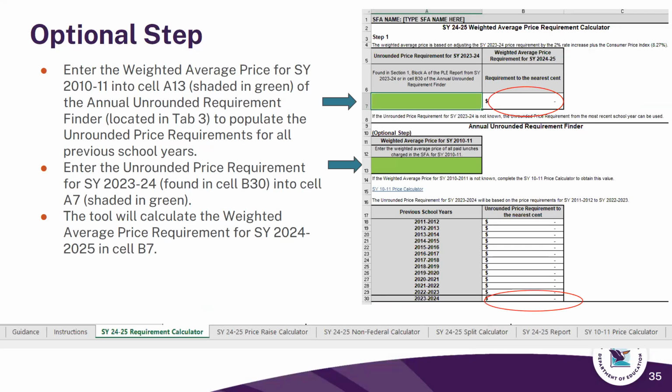Optional step, enter the weighted average price for school year 10-11 into cell I3 shaded in green of the annual unrounded requirement finder located in tab 3 to populate the unrounded price requirement for all previous school years. Enter the unrounded price requirement for school year 23-24 found in cell B30 into cell A7 shaded in green. The tool will calculate the weighted average price requirement for school year 24-25 in cell B7.